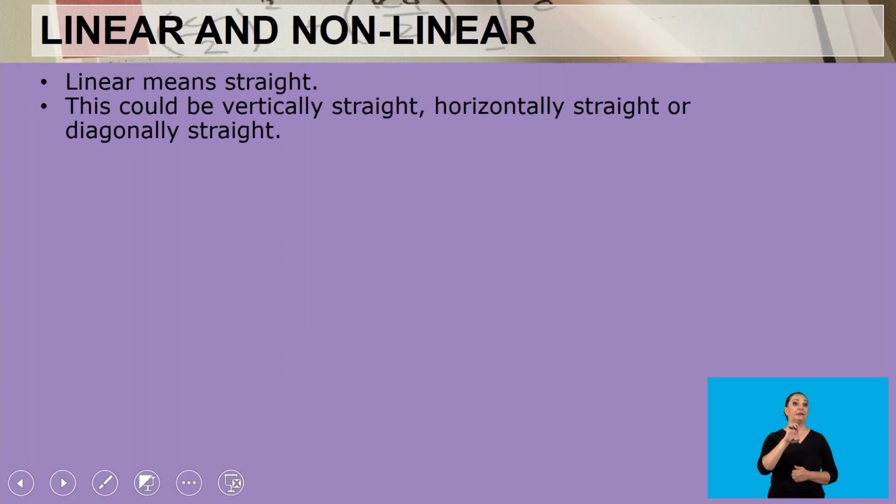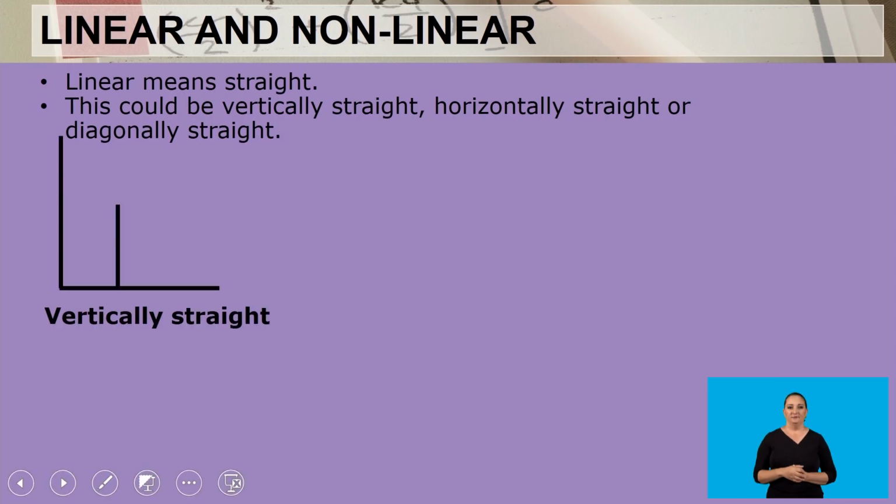Let's go over to the first concept of our concept map, and let's see what we can learn from that. Now remember, the first concept that we are going to look at is linear or nonlinear, and of course we are talking about graphs here. So linear means straight. Now this could be vertically straight, horizontally straight, or diagonally straight. Let's look at a few examples.